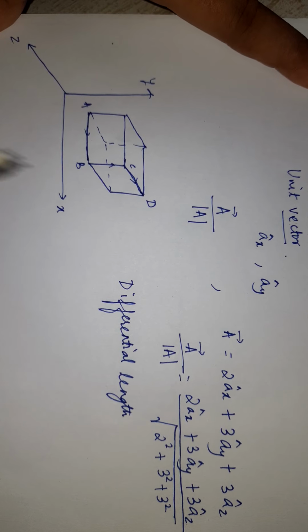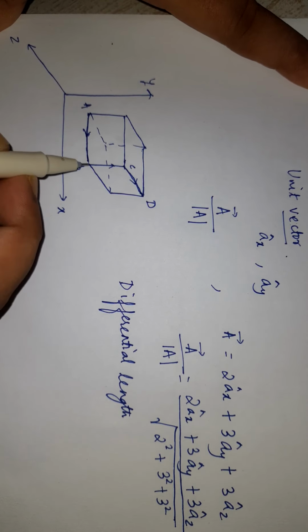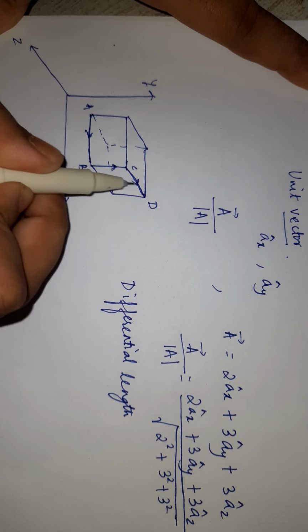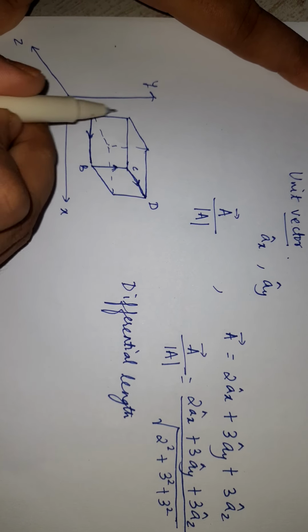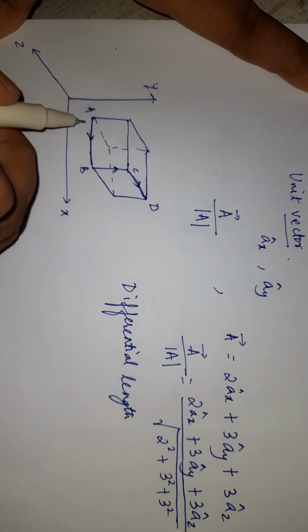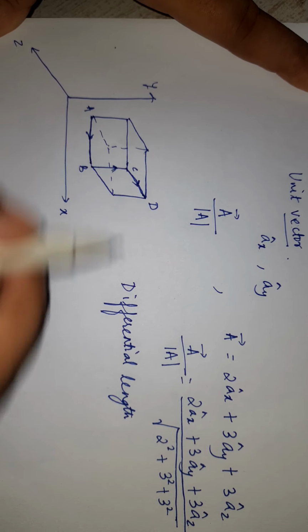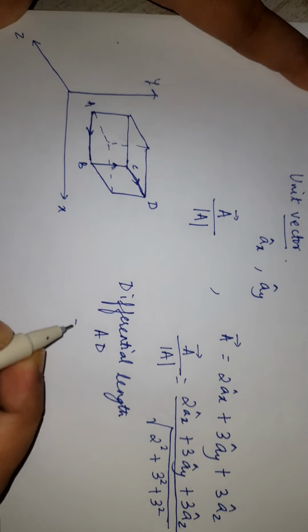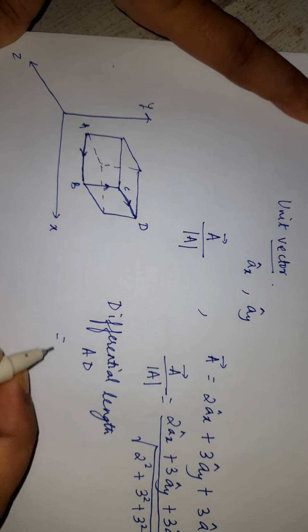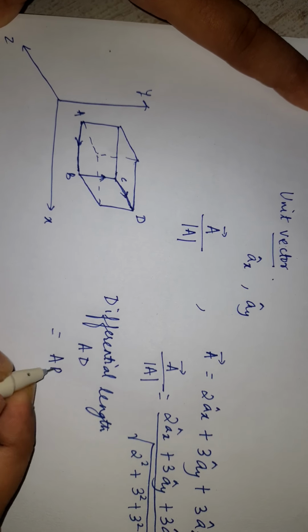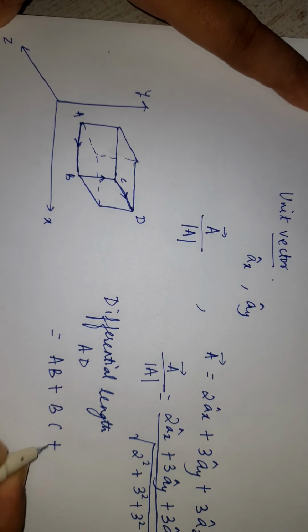Differential length, to calculate this differential length, basically you must cover the entire object. You must travel the entire object, and in our case, in this Cartesian coordinate system, we want all the three coordinates covered, and that is, if we travel from A to D, then we can see that we are traveling first AB, then BC, then CD.